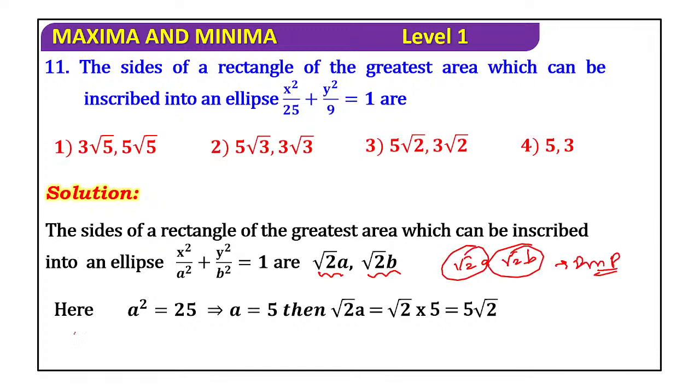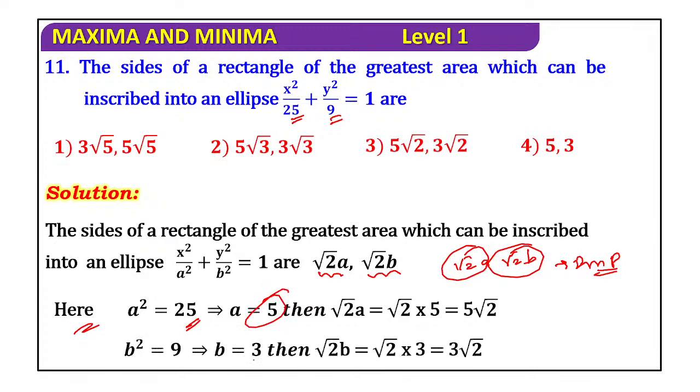Okay. So now here you can just see a square is 25. B square is 9. A will be 5, b will be 3. 5 root 2 plus 3 root 2 will be the required answer. See this, 5 root 2 and 3 root 2 will be our required answer.